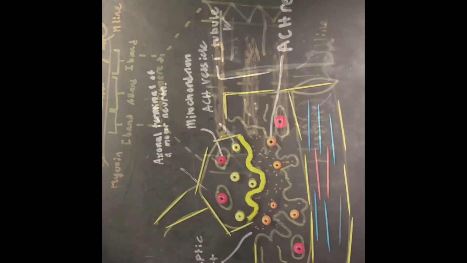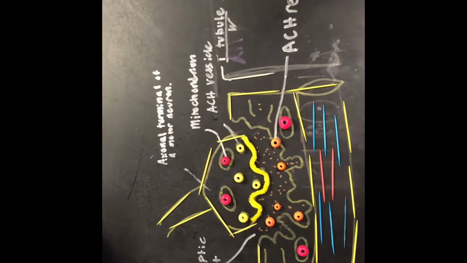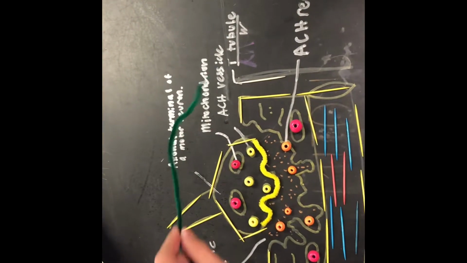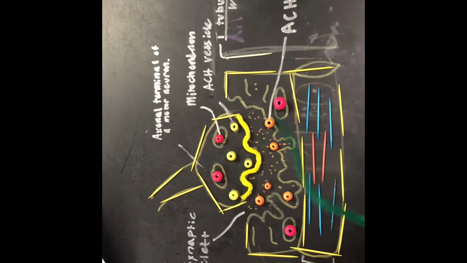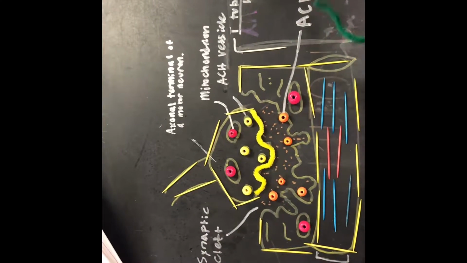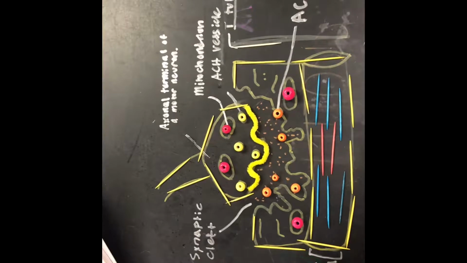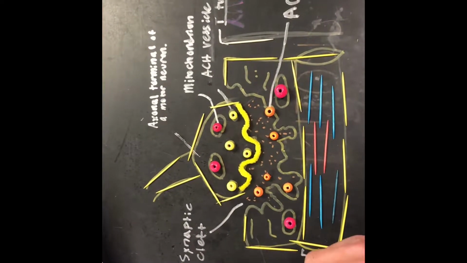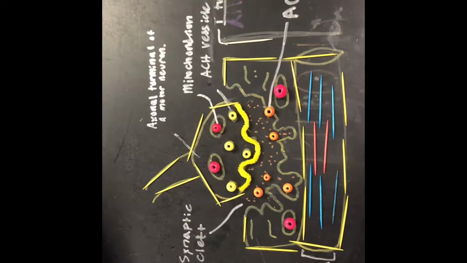Electrical impulses from the muscle go through the axon terminal of the motor neuron and hit the ACh vesicle that releases ACh. After it releases ACh, it goes down into the synaptic cleft and hits the ACh receptor that sits on the motor end plate. That releases calcium through the T-tubule and it goes to the myofibril.